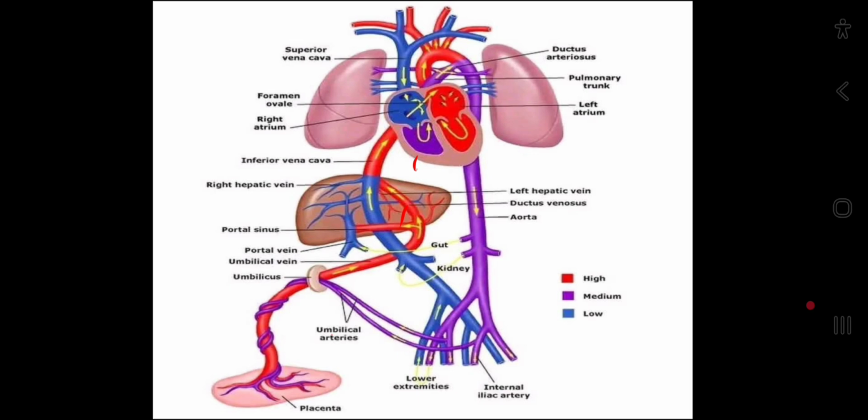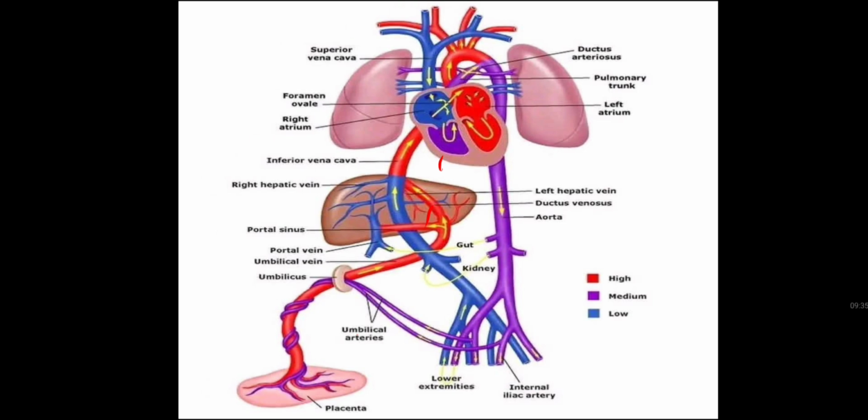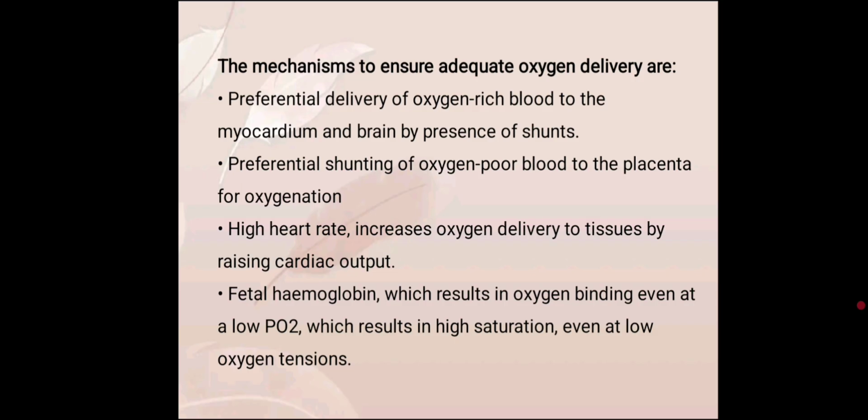The oxygen concentration varies across the fetal circulation. It is highest at the umbilical vein, and medium oxygenation almost throughout the fetal circulation. Oxygen concentration in the fetal arteries is almost 40 to 60% only. This is a physiological hypoxia. How does the fetus tolerate this fetal hypoxia? The mechanisms to ensure adequate oxygen delivery are preferential delivery of oxygen-rich blood to the brain and heart, myocardium and brain, by the presence of the shunts, and delivery of the deoxygenated blood to the placenta for oxygenation.